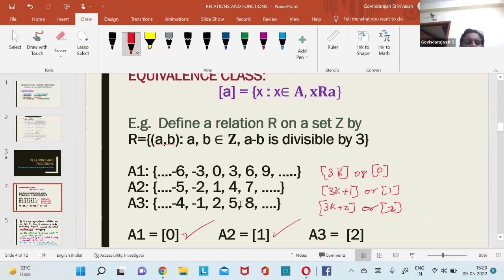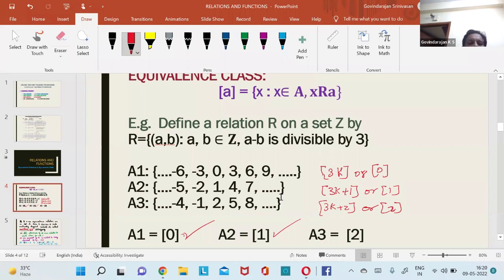So these 3 subsets are called a partition of the set Z. Partition means mutually disjoint sets. Mutually disjoint sets means there is no intersection. A1 intersection A2 is an empty set, A2 intersection A3 is also an empty set, and A1 intersection A3 is also an empty set. This is one of the conditions.